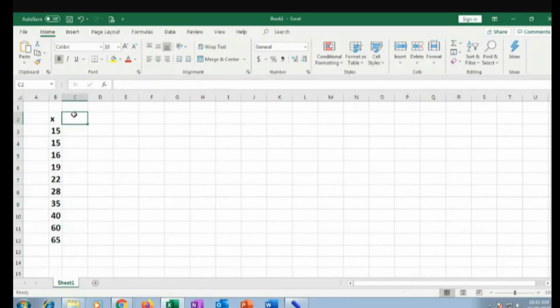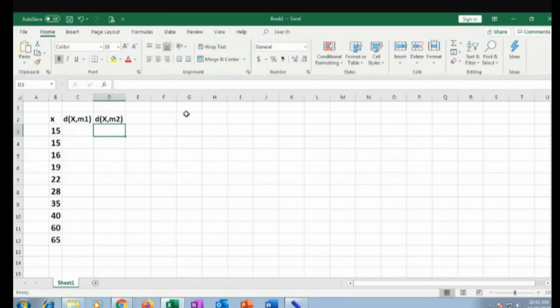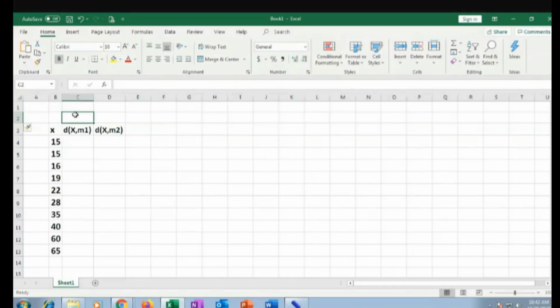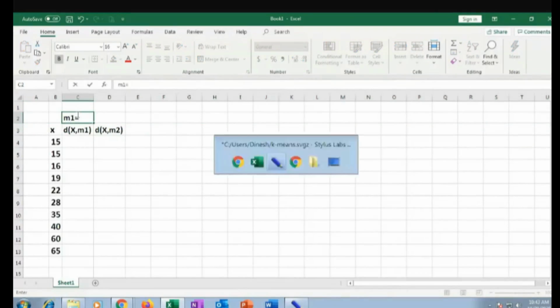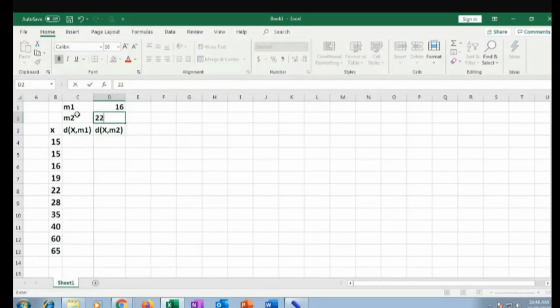Okay. And then distance of x with m1, and then this is the distance of x with m2. I write somewhere m1 and m2. M1 is equal to how much? It is 16. I'll write it like this: M1 is 16 and M2 is 22.